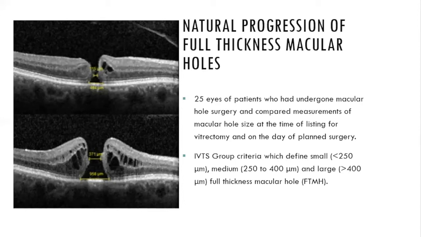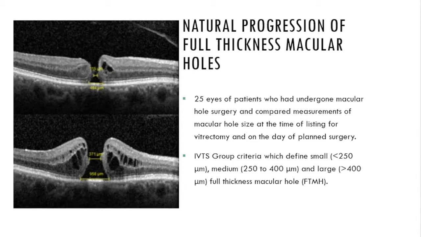So we looked at 25 patients. We had the benefit of their OCT from the referral, or at least at the point that they were seen in the vitreoretinal clinic. We then did an OCT on the day of their surgery. We broke them up into the classification of size of macular hole, so small, less than 250, 250 to 400, and large being more than 400. And these were all full thickness macular holes.